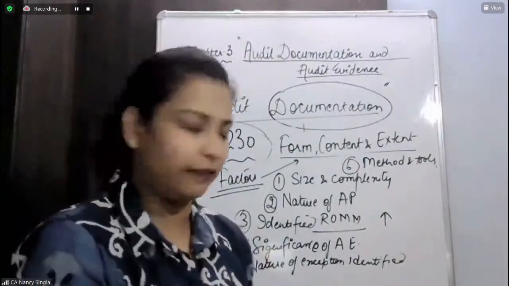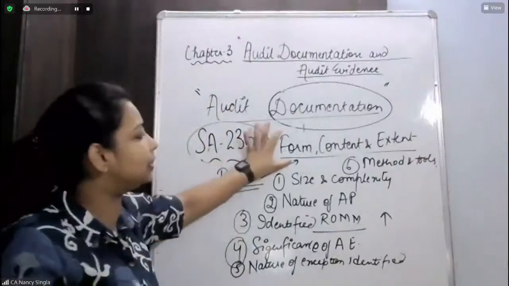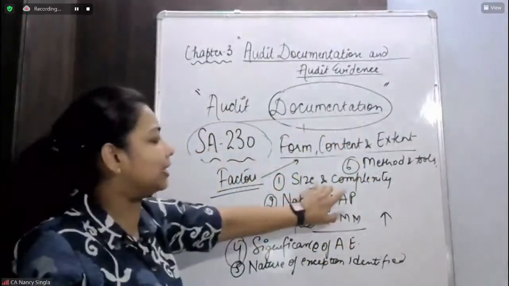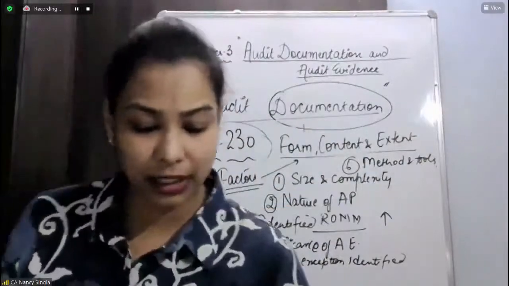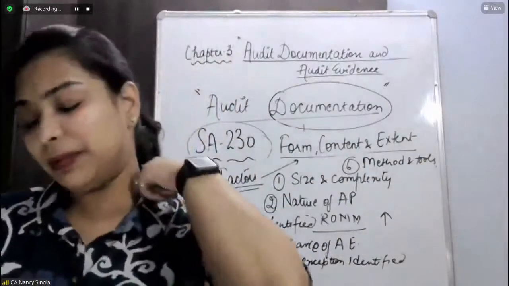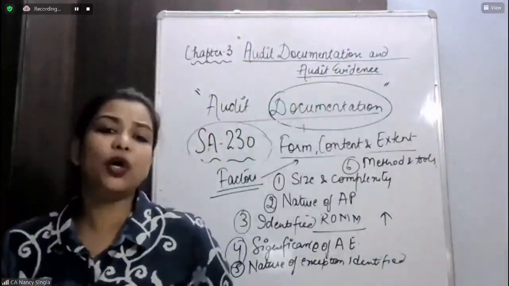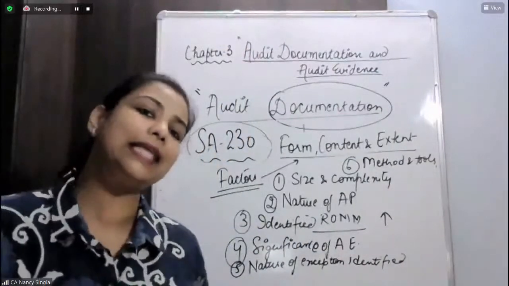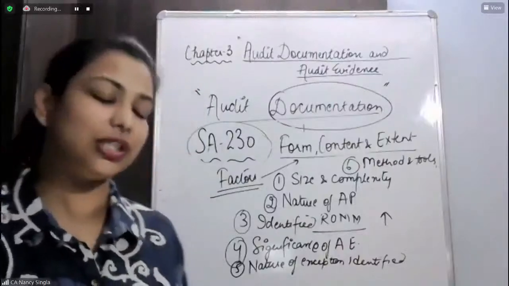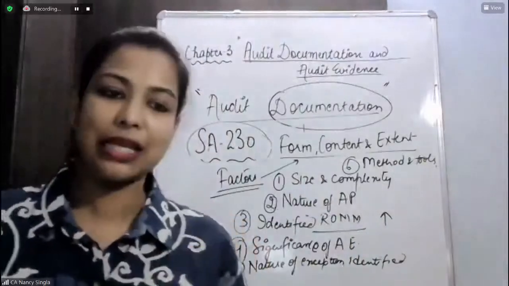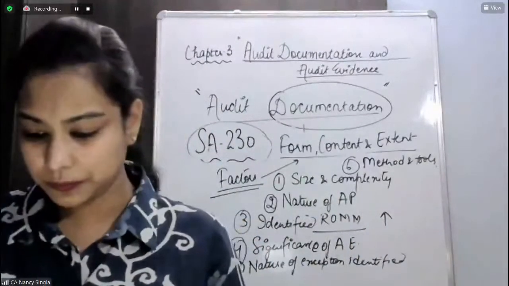Documentation in the way I have told you, but there are certain factors that affect the form, content and extent. And these are size and complexity. Move to the next topic. Meanwhile, please send me the answer to the next topic. What, according to you, are the examples of audit documentation? Please also tell me whether audit program is an audit documentation.